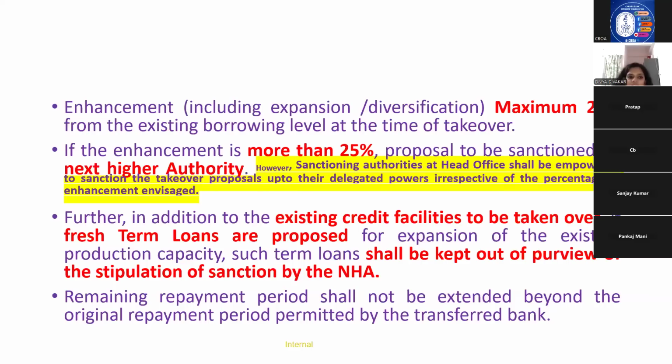And while taking over existing credit facilities, if fresh term loans are proposed, and that too for expansion of the existing unit, such term loans shall be kept out of the purview of the stipulation of sanction by authority. Remaining repayment period shall not be extended beyond the original repayment period permitted by the transferor bank.